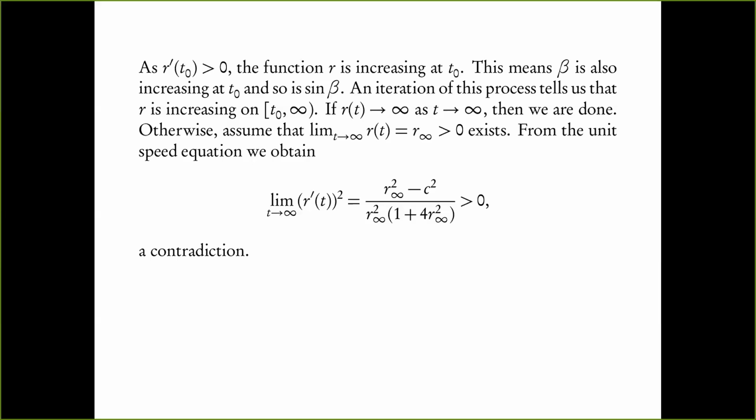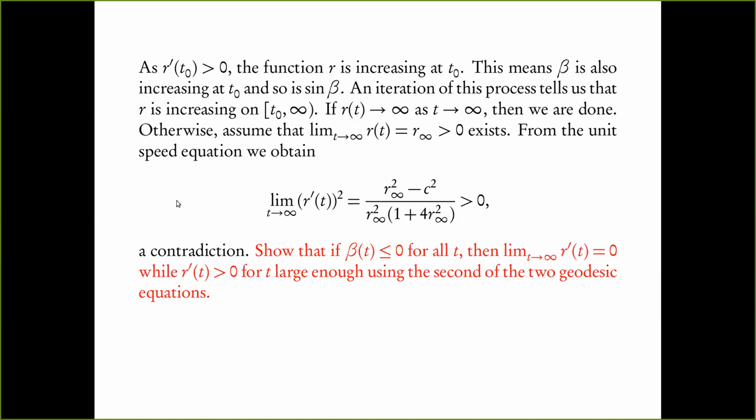So the point being, you cannot have a finite limit of this r, because if it was, then r prime t would actually have a limit which is positive, but that would mean that r actually has to go to infinity, which contradicts the very assumption that the limit is finite. Okay. So what's left to do?